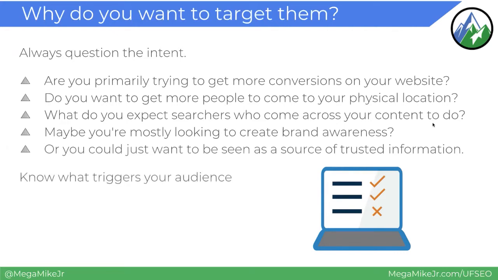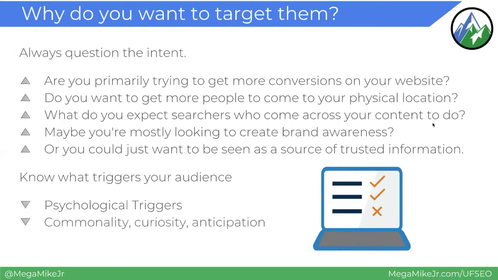Some of the other things to take into consideration is to know what triggers your audience, right? So I like to think about the psychological triggers that people use and how you can engage and interact with your potential audience once you've defined them a little bit more. Things like commonality, curiosity, anticipation. So what are the types of things that motivate your audience? This is all part of the defining your audience phase when building out an organic campaign or a search campaign in general.